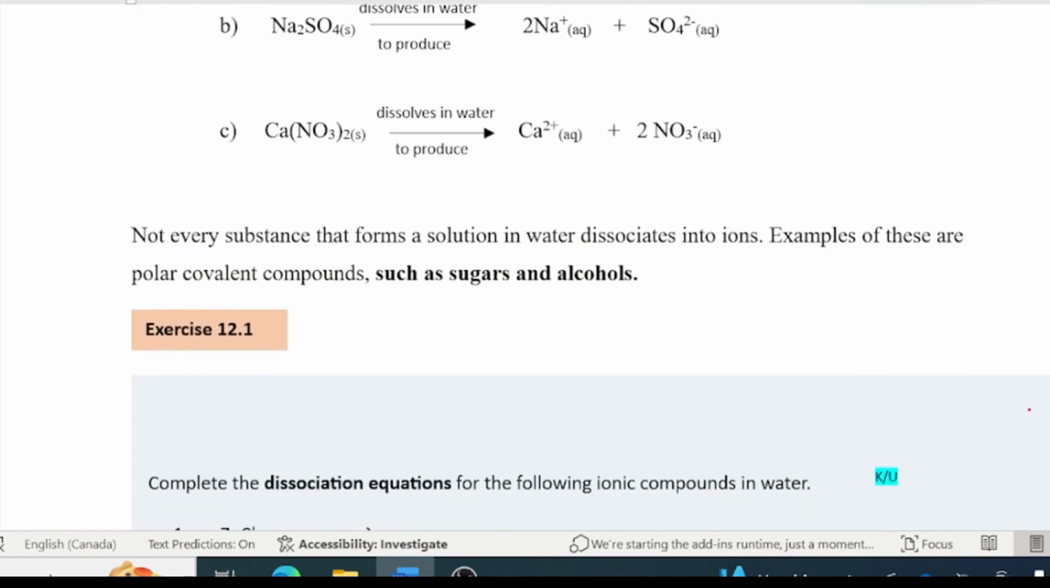There are other types of homogeneous mixtures too when you dissolve these in water.